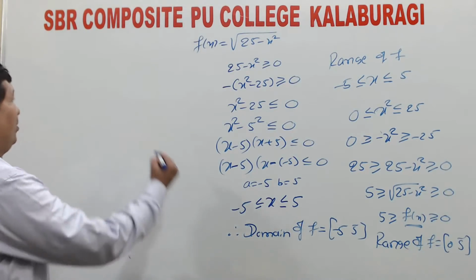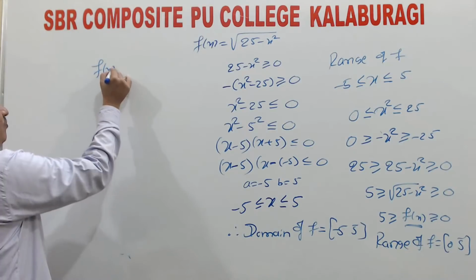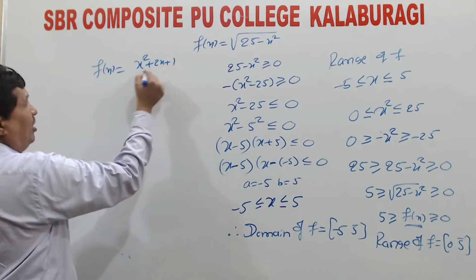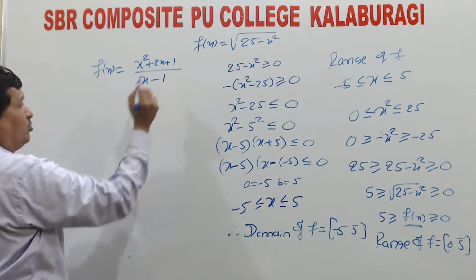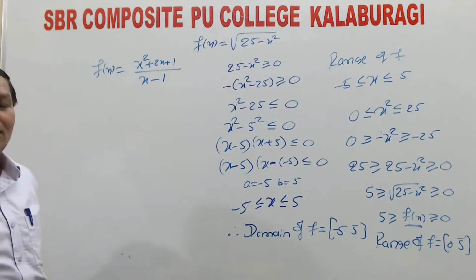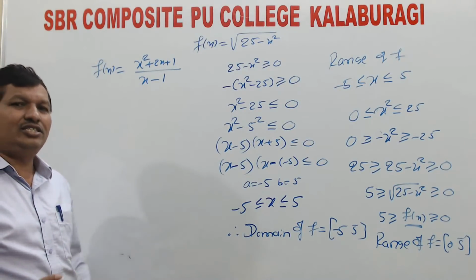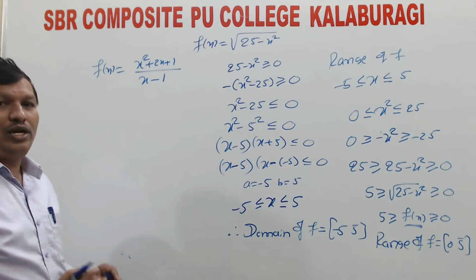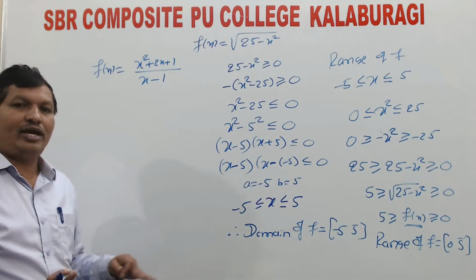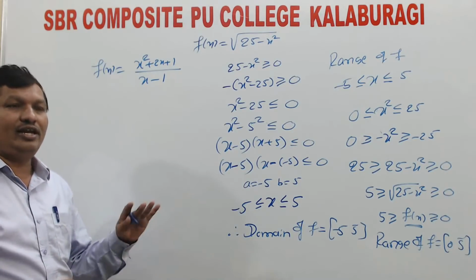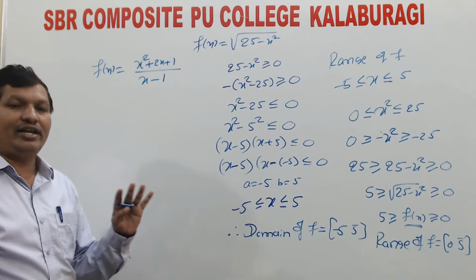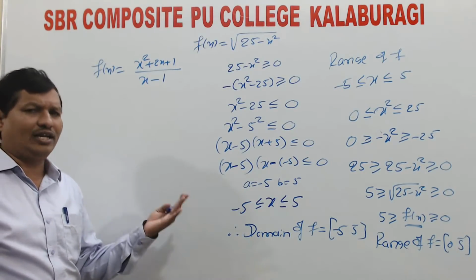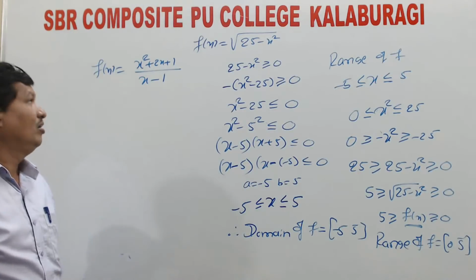Okay. One more example. See, f of x equal to x square plus 2x plus 1 by x minus 1. It is a rational function. What is the domain? Range is not easy to write here. We will discuss later on. So only I want to find domain here. Finding range is not easy. Some of the functions only you can find. That also you can write afterwards. We have to discuss it. Okay.